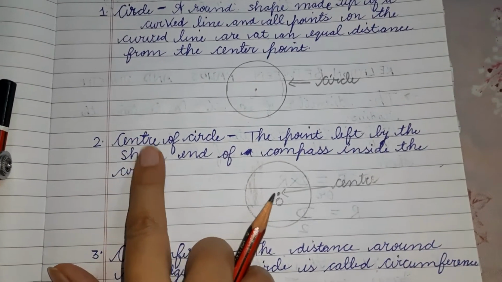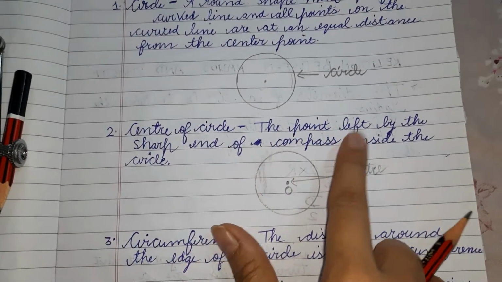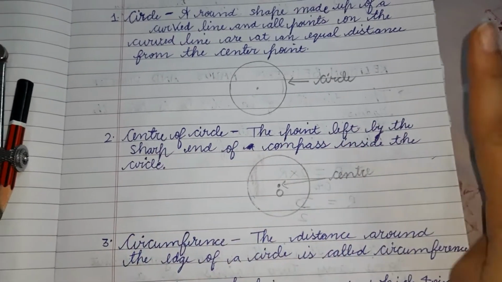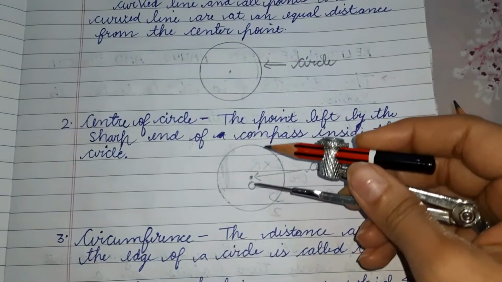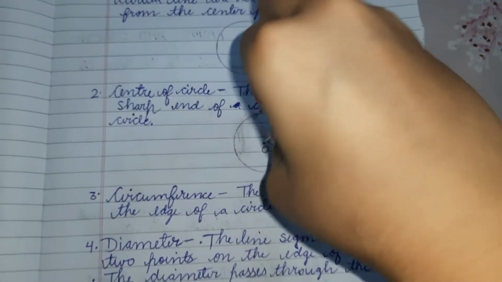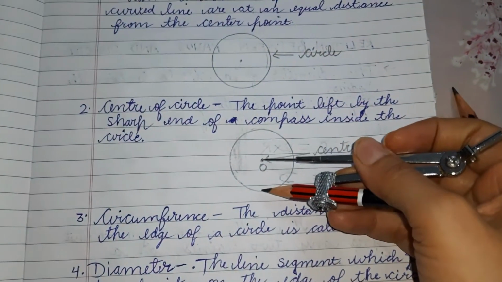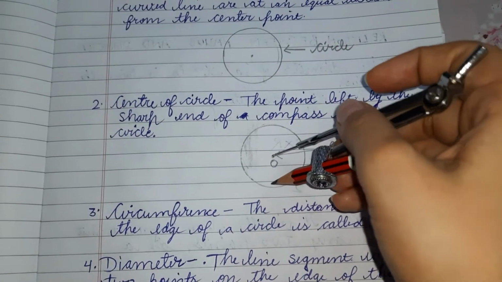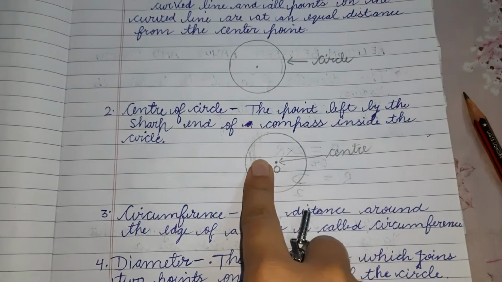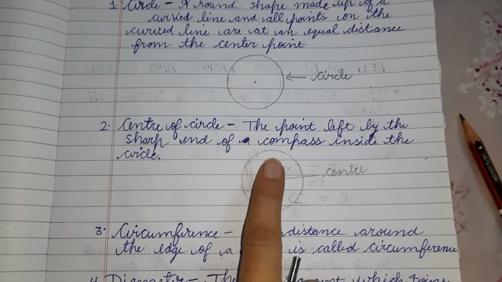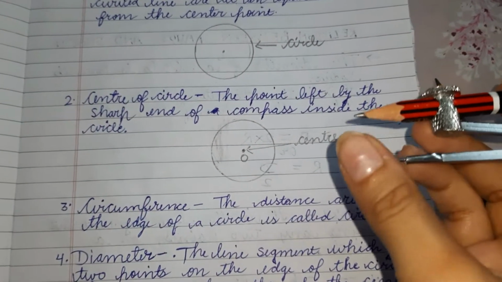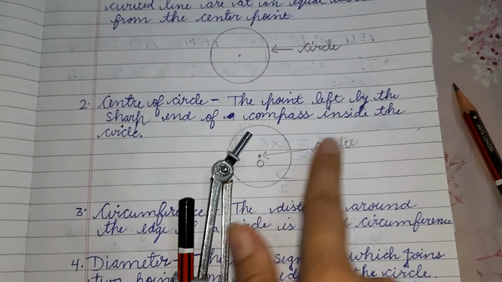What is meant by center of circle? The point left by the sharp end of compass inside the circle is known as center. Students, see, now using this compass I have made a round shaped circle by placing this pointed edge on the sheet of paper and moving my pencil around in a circular manner. This way I have obtained a circle. So the point which is left behind by the sharp end of the compass is known as center of the circle.